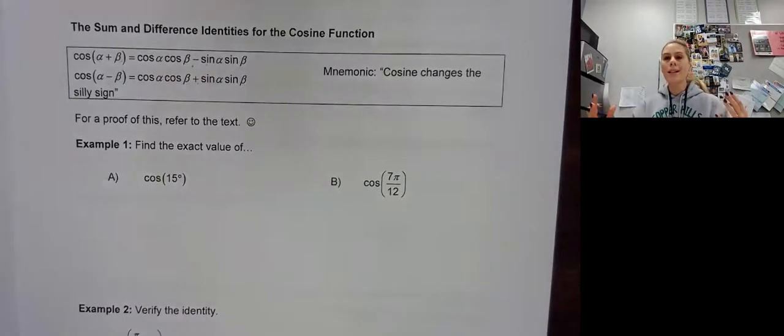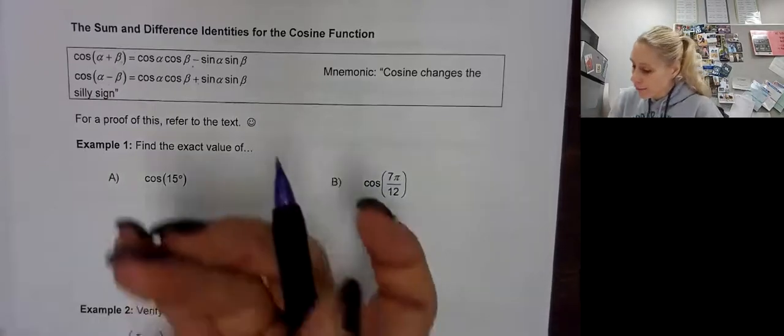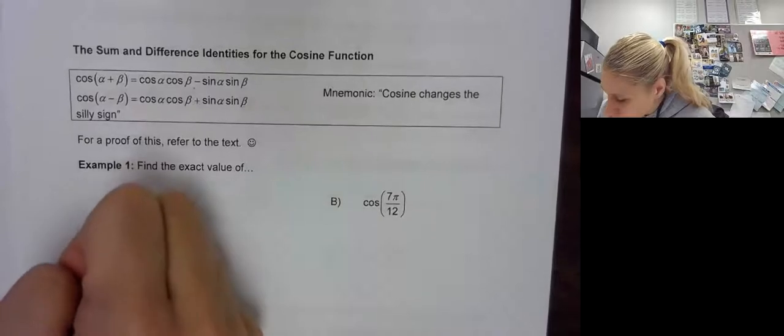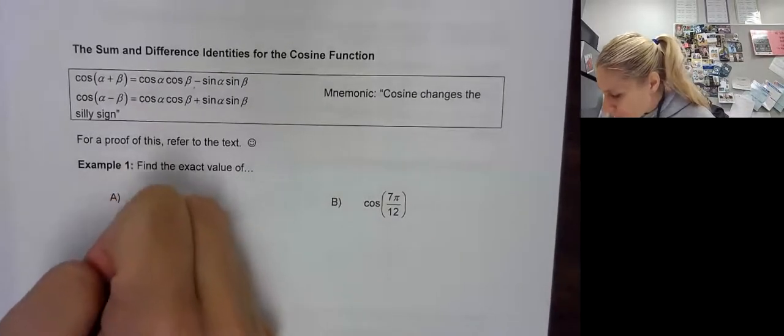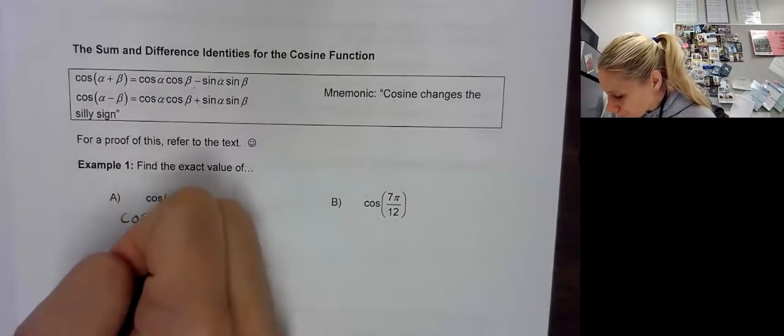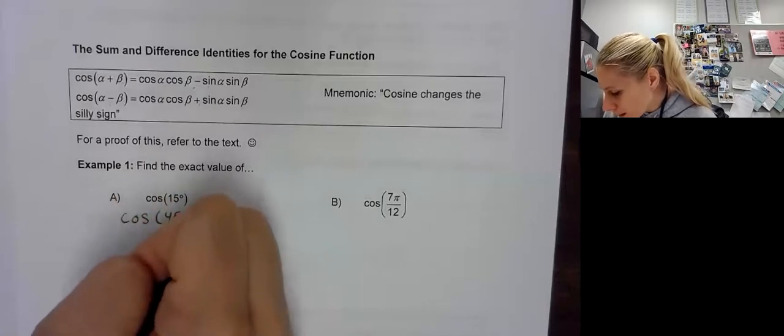So now we can do these crazy degrees that aren't nice on the unit circle, but we're going to use it. So cosine of 15 degrees. How can we get 15 degrees? Well, cosine of 15 degrees is just 45 minus 30.